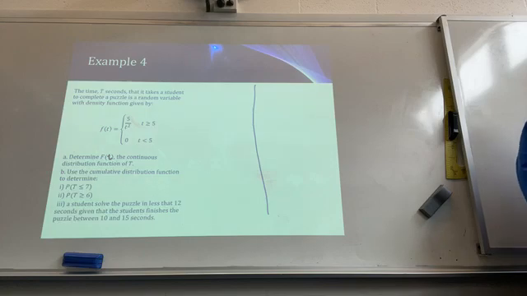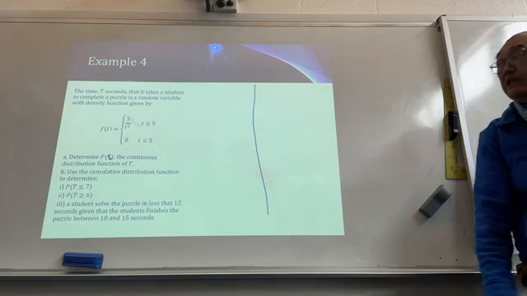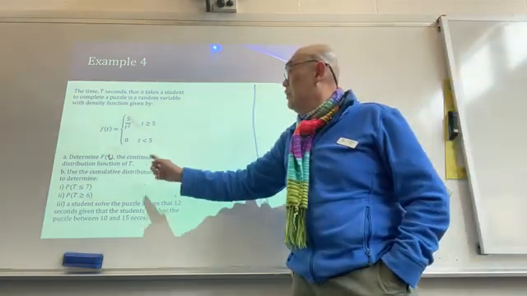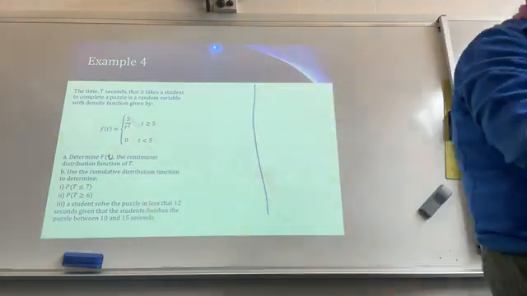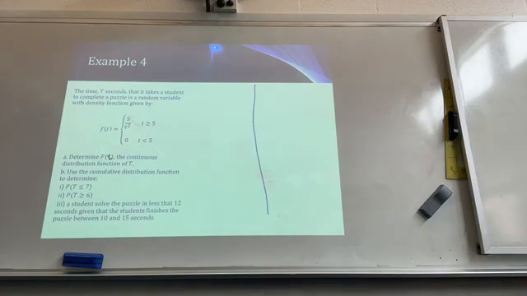Now you are asked to determine the continuous distribution function of t. So the PDF, the density function, is given by this. You need to find out the continuous distribution of t, right?